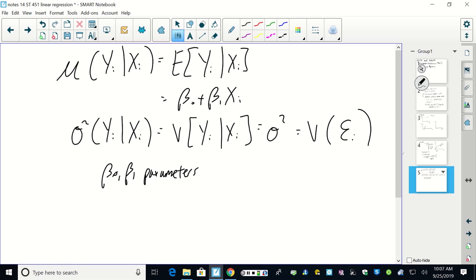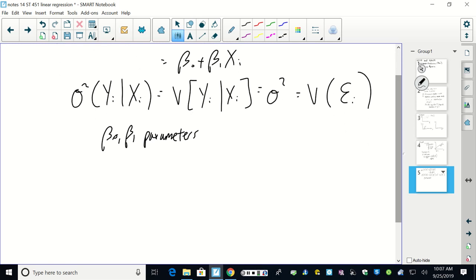So they don't have randomness to them. We don't know what they are, but we don't think about them as random. And the Xi's we don't think about as random, even if we from a random sample condition on them or take them as fixed values. And so the variance about the regression line comes from that random error. And so we can kind of picture that model, if you will.